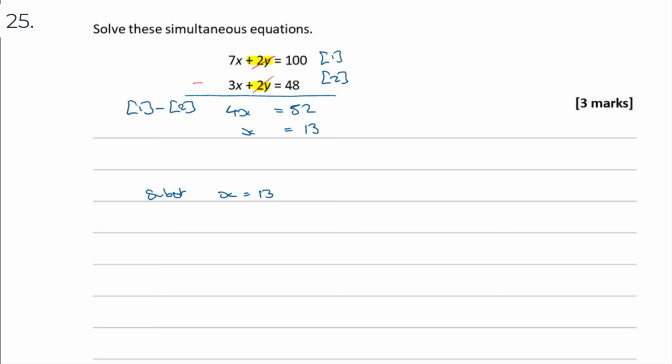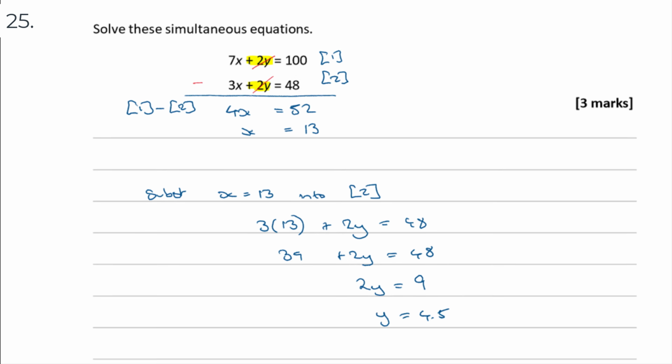So I'm going to pick equation 2, and then say, well, 3x, 3 lots of 13, plus 2y is equal to 48. So 3 13s, what's that, 39? So 39 plus 2y is 48. So then taking 39 away from both sides, that's going to give me 2y is equal to 9. And then dividing through by 2, I'm going to get y is 4.5. So therefore, the solution: x is 13, y is 4.5.